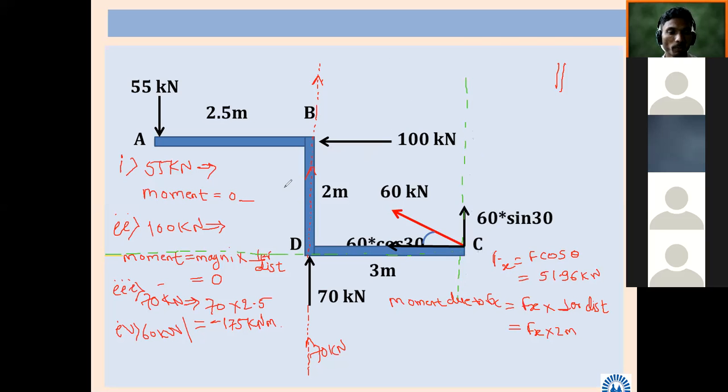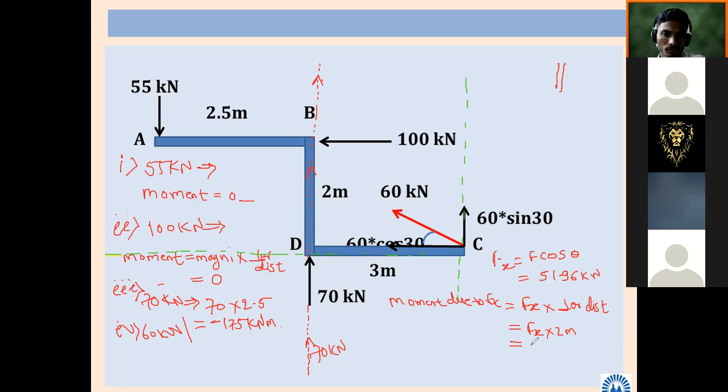So what is the moment due to apex? Apex into 2 meter, how much is it? 51.96 into 2, how much is it? 103.92 kilonewton meter, plus or minus? Very good, it is plus.